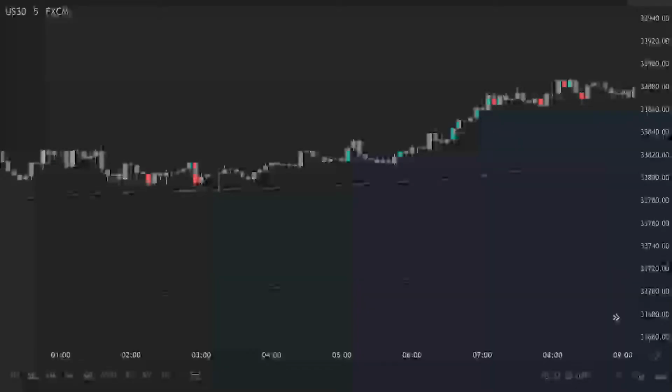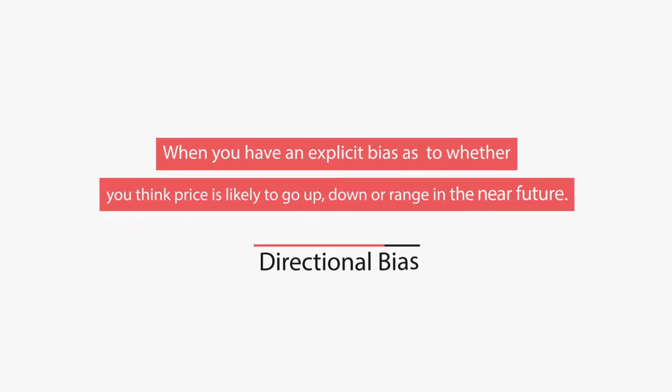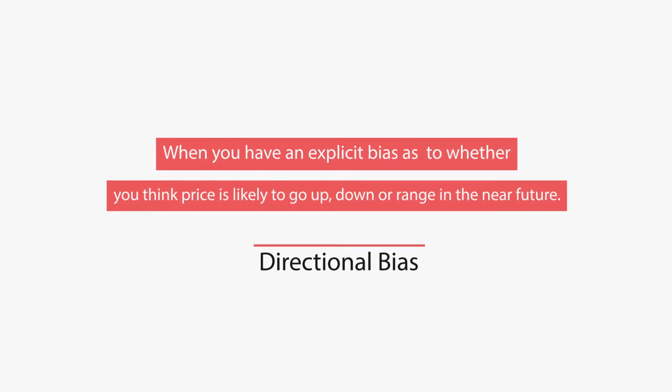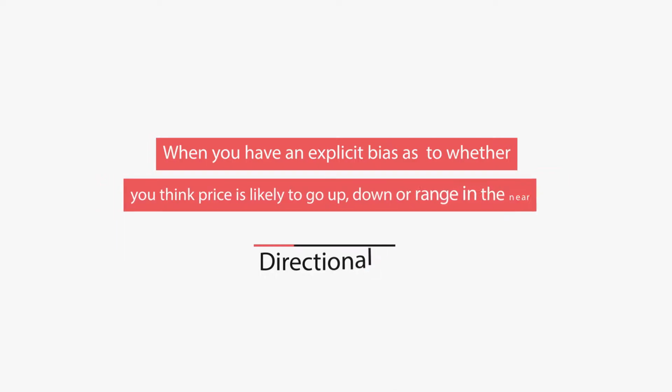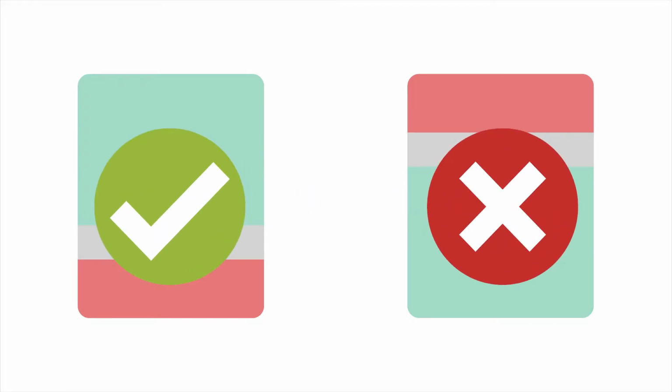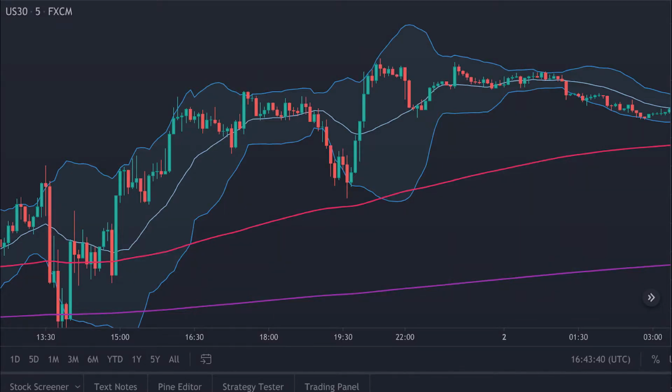We use these moving averages as our directional bias, where directional bias is when you have an explicit bias as to whether you think prices are likely to go up, down, or range in the near future. In the case of US 30, our directional bias is always up over the longer term, and this is why we only look to trade long positions. To make sure we are trading with the trend, we will only take trades when the price is above the 200 and 1000 EMA, as this would indicate the short and medium term trend is upwards, and we know our long term trend is also upwards.